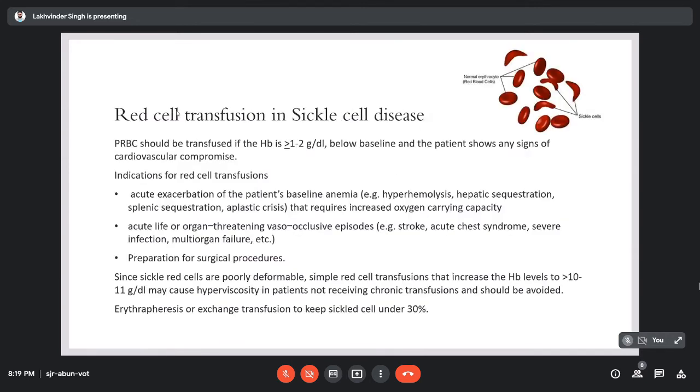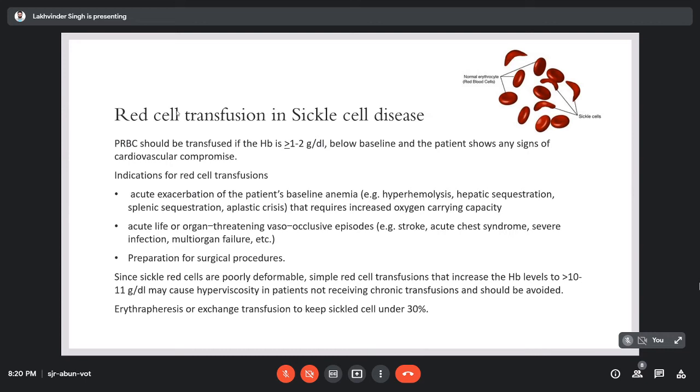Next is red cell transfusion in patients with sickle cell disease. Now there is a difference between thalassemia and sickle cell disease. In thalassemia, there is a decrease in the hemoglobin chain, but in sickle cell disease, there is a defective chain. So the main aim of transfusion in a patient with sickle cell disease is that the proportion of sickled cells should be less than 30 to 35%.